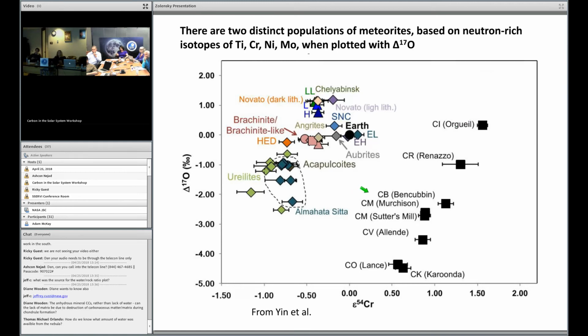And so one interpretation is that Jupiter was here, basically preventing materials from mixing back and forth. And there isn't time to talk about this in this talk right now, but I think you probably know the details of this. Talk to Bill Bottke about this if you want to.